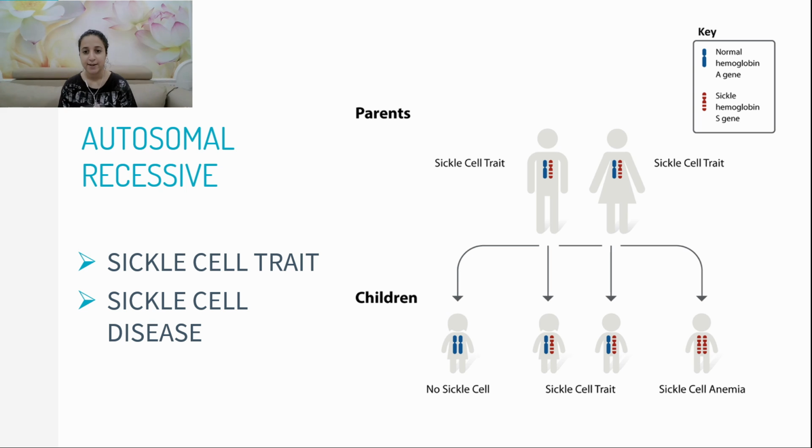In the third case, again you would see that the child inherits a normal and an abnormal chromosome from their parents, and here again the child has sickle cell trait. And in the fourth child, the child unfortunately inherits both the defective alleles or defective chromosomes from his or her parents. So here the child would have sickle cell disease. Here in particular, sickle cell anemia.